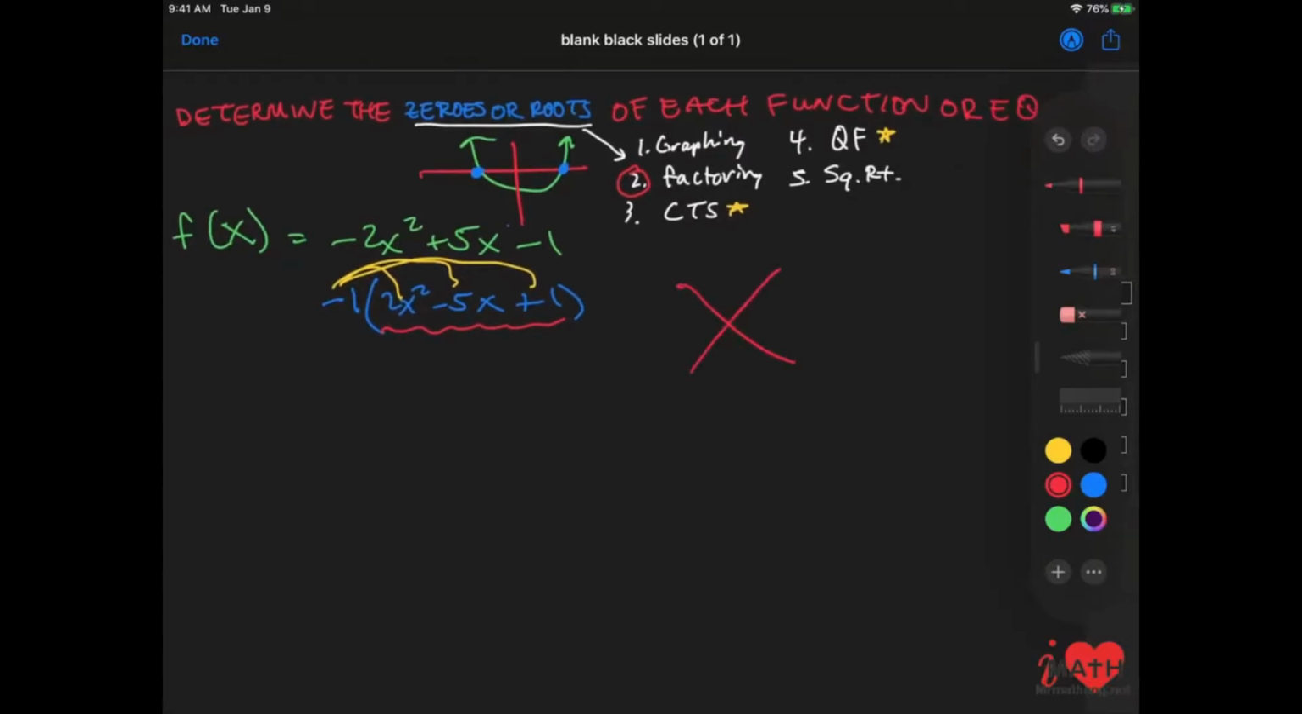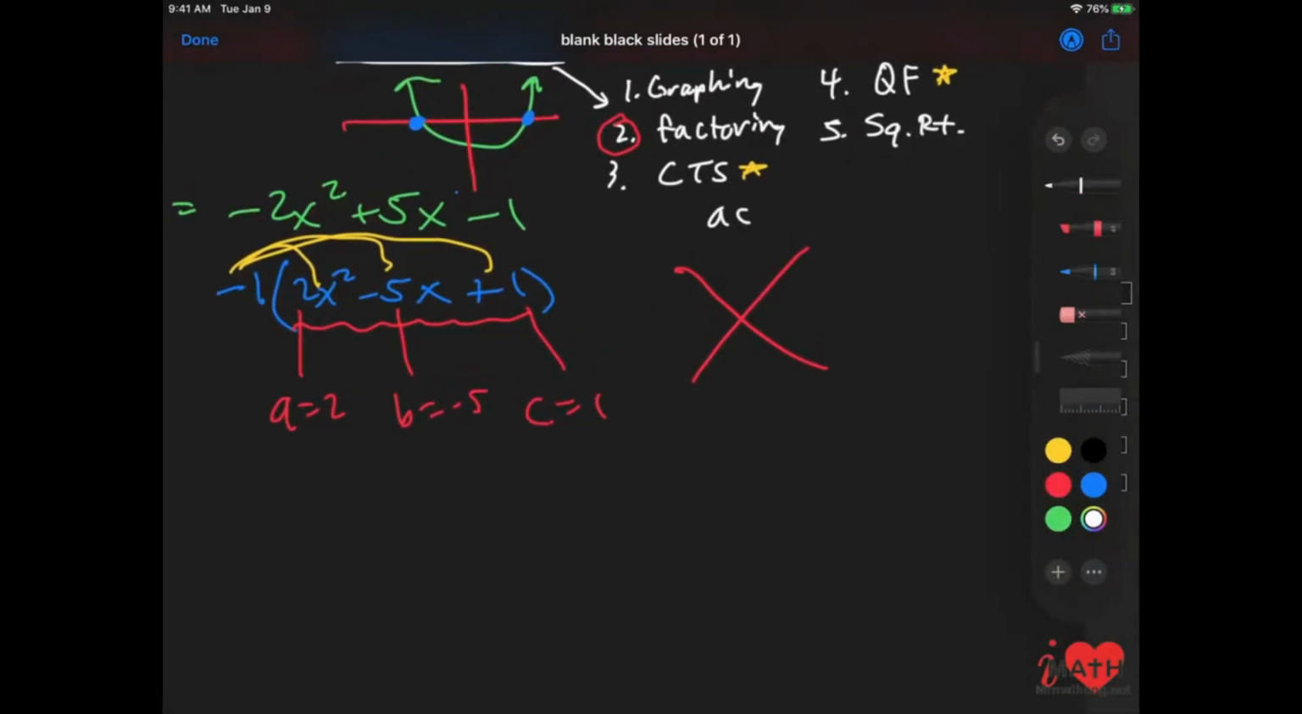Remember, a is 2, b is -5, and c is 1. So a times c is 2, and the b value is -5. Can you find two numbers that multiply to be 2, and the same two numbers add to be -5? Well, there's only a combination of 2 and 1, and they will never add up to 5, okay? So what does that tell us then? We can't factor. Let's just write that right quick.